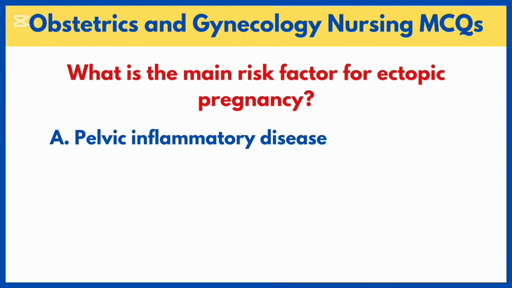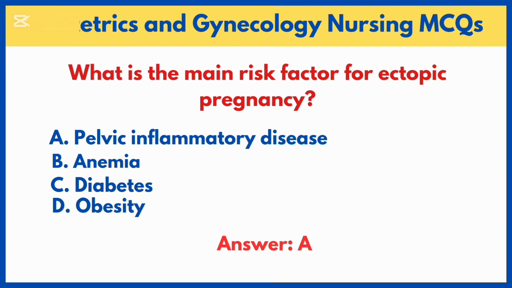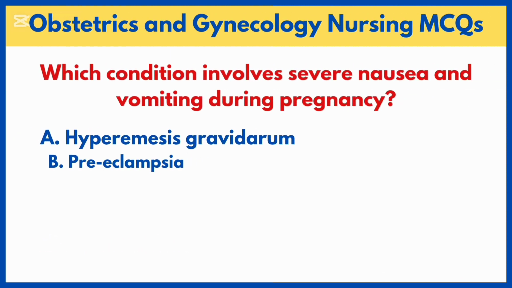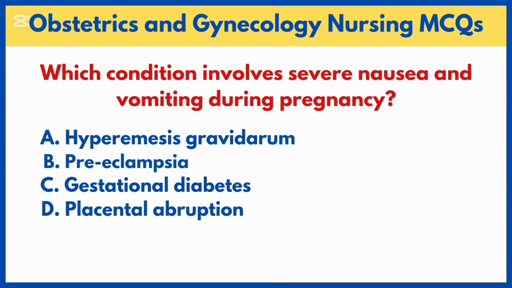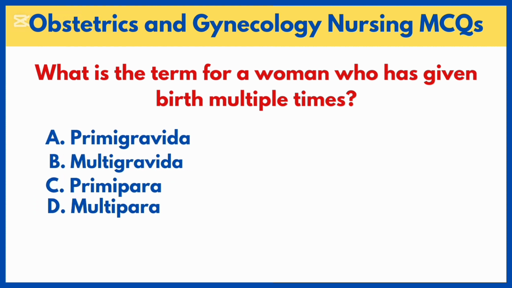What is the main risk factor for ectopic pregnancy? Correct answer is option A, pelvic inflammatory disease. Which condition involves severe nausea and vomiting during pregnancy? Correct answer is option A, hyperemesis gravidarum. What is the term for a woman who has given birth multiple times? Correct answer is option D, multipara.